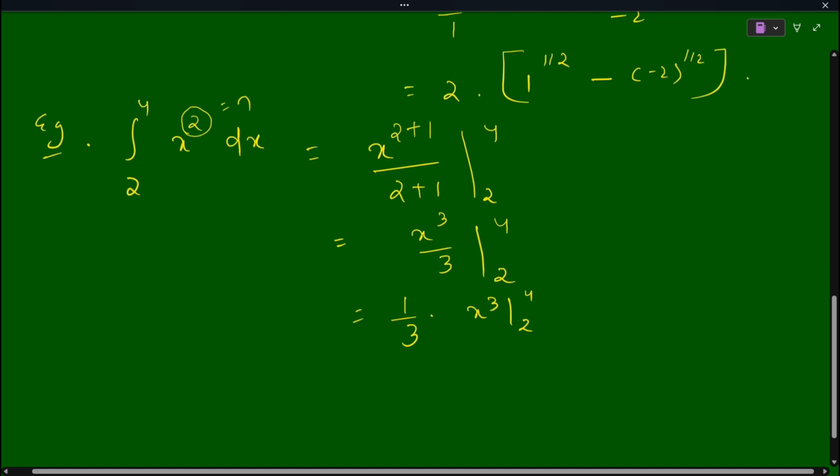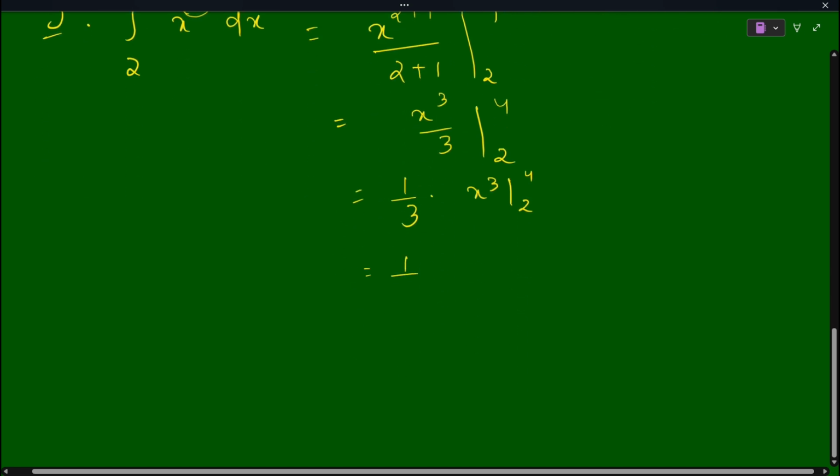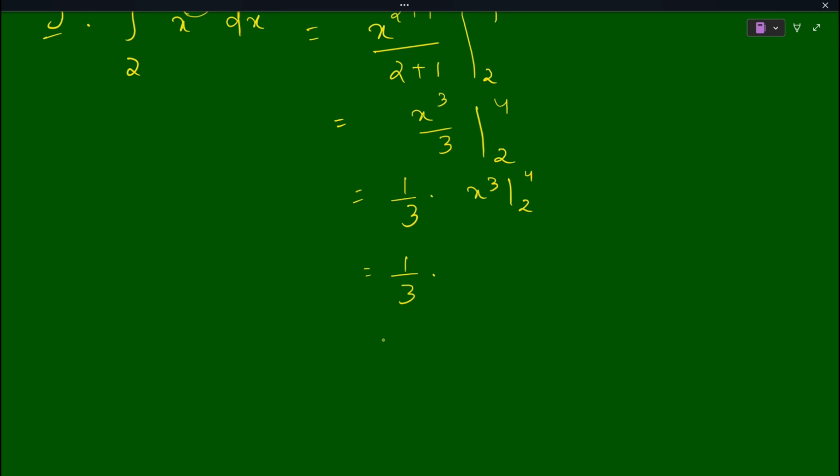The limiting value will be used as, first take the upper limit here, it would be 4 to the power 3, then minus, use the lower limit here, so it would be 2 to the power 3. Now you can use a scientific calculator to find this expression.